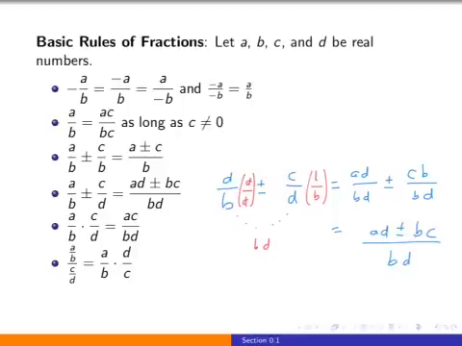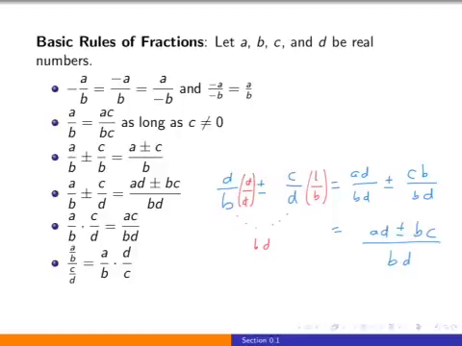Another very important and frequently encountered property would be dividing by a fraction. And the simplest way to say this is that dividing by a fraction is the same thing as just multiplying by its reciprocal. So take the fraction in the denominator, flip it over, and multiply the numerator by it.